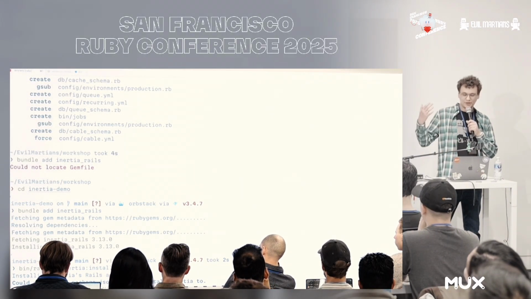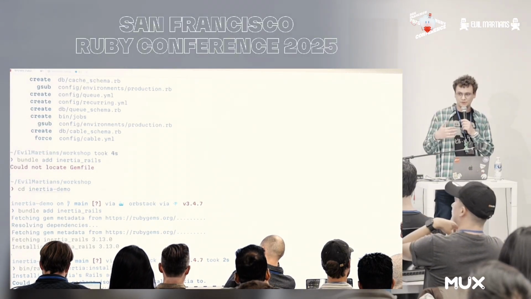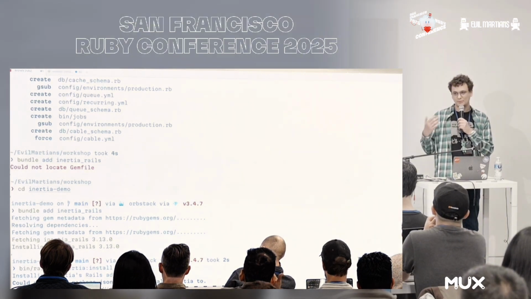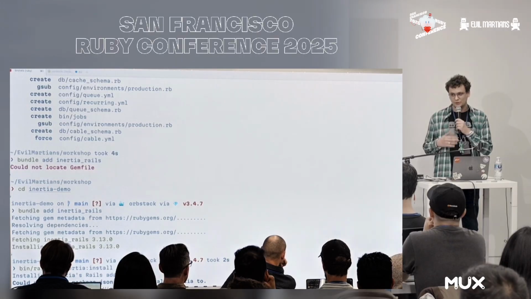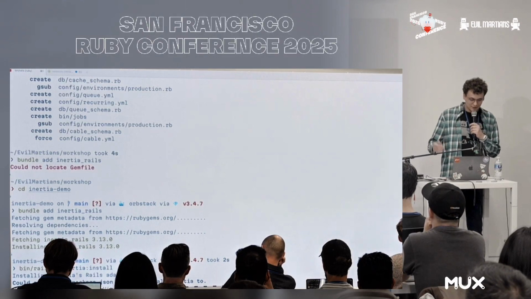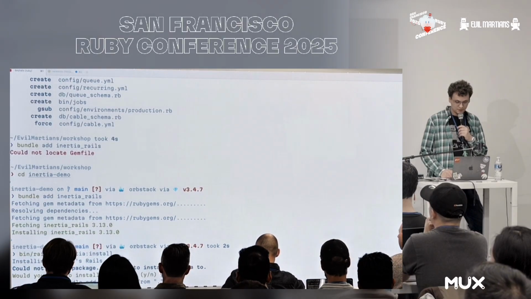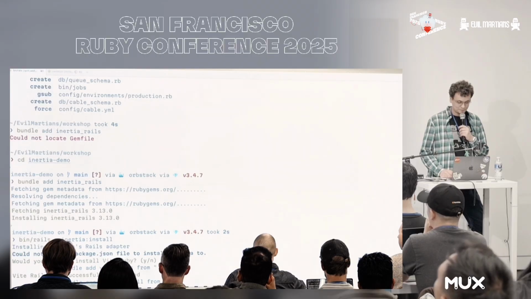So we created a new application. We skipped the JavaScript part because we will use Vite instead of the Rails defaults. We believe Vite is a better solution, but it's up to you. You can use whatever you want. But yeah, we will install Vite with Rails, with the Inertia generator.